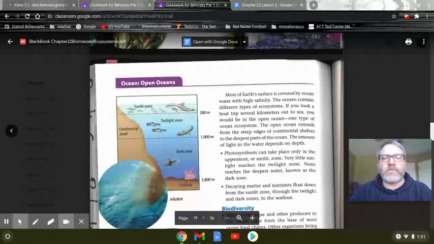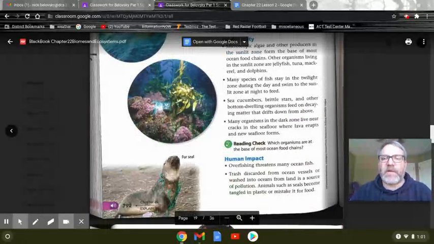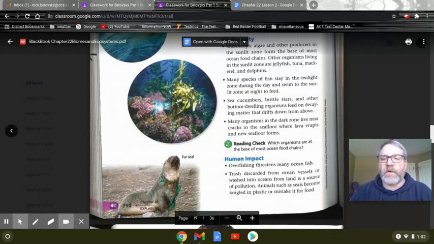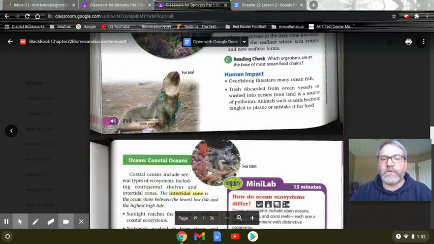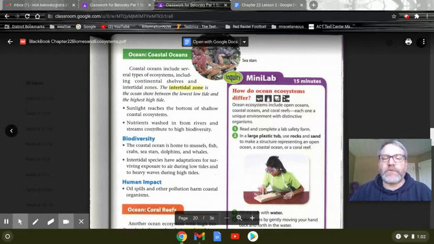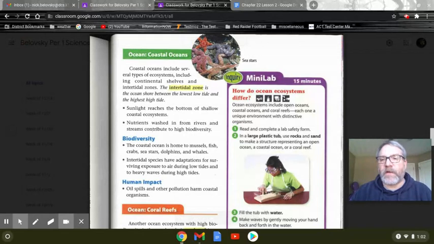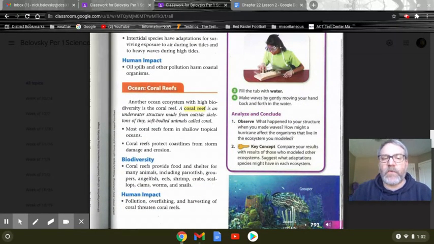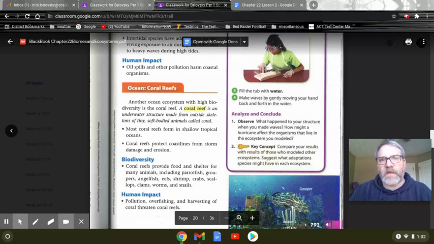Here for open oceans, you'll see it says open oceans. There's limited plant life for open oceans. I think it does say something about plant life, but just pick one of these biodiversities to type in something that interests you. Pick one of the human impacts. And for coastal oceans and ocean coral reefs, all you have to do is pick out one biodiversity and one human impact to type in. And for coral reefs, once again, you'll type the one biodiversity and the one human impact, and that'll be it.